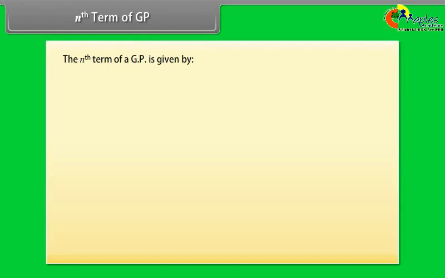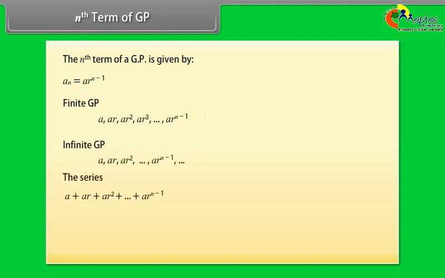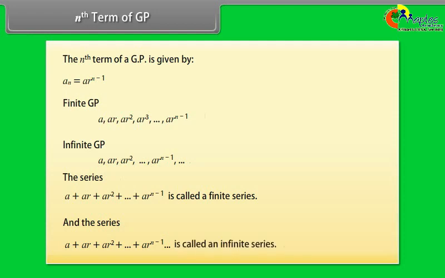Nth term of a GP. The nth term of a GP is given by an is equal to a into r raised to power n minus 1. Finite GP and infinite GP are given below. The series a plus ar plus ar square plus so on till plus ar raised to the power n minus 1 is called a finite series, and the series a plus ar plus ar square plus so on till plus ar raised to the power n minus 1 and so on is called an infinite series.